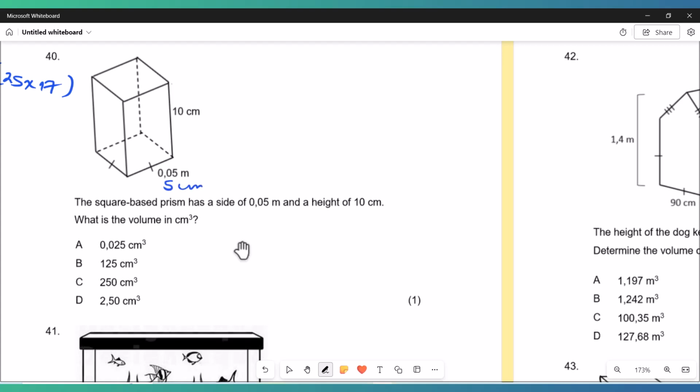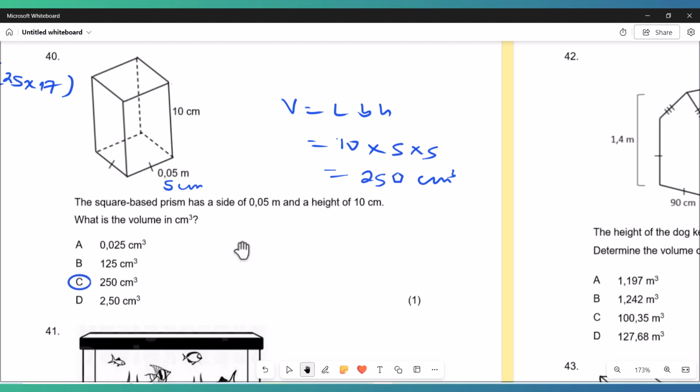Now we know the height is 10. So how do we find the volume? It is L B H. So our volume is going to be 10 times 5 times 5. This is 250 centimeters cubed, so that's going to be C.